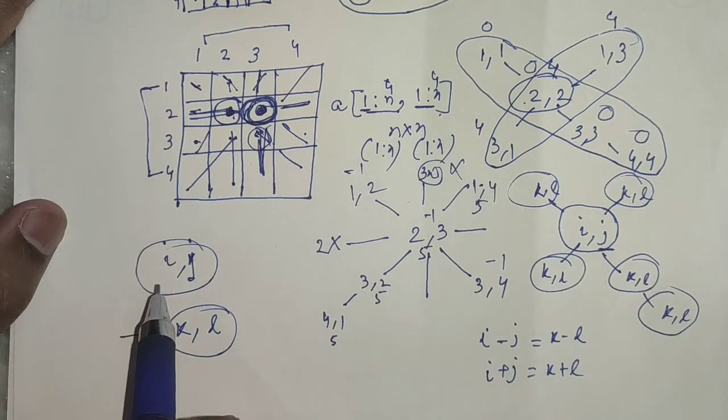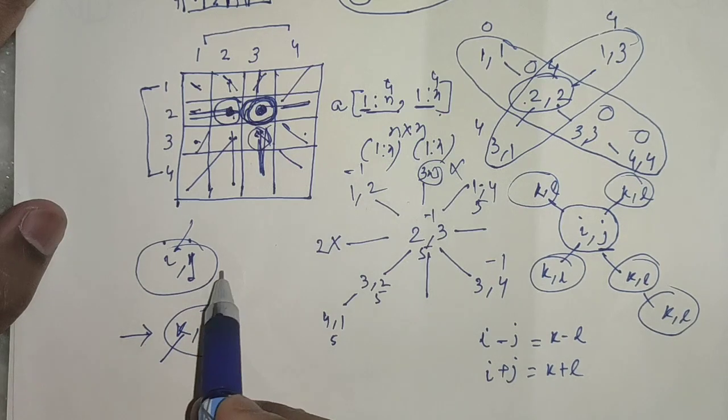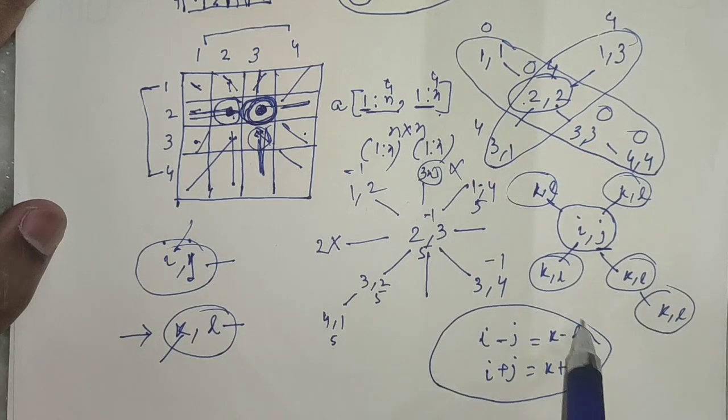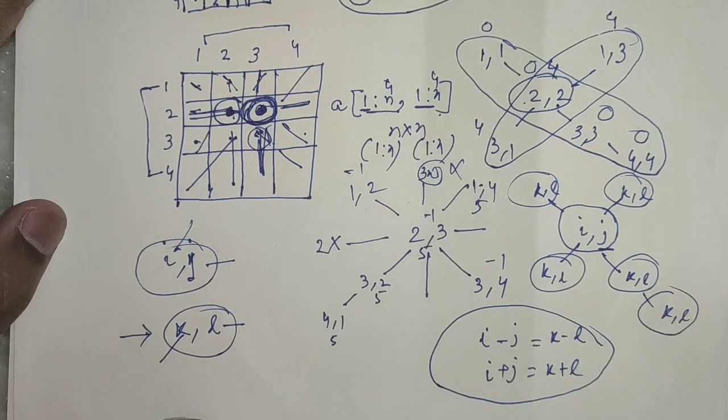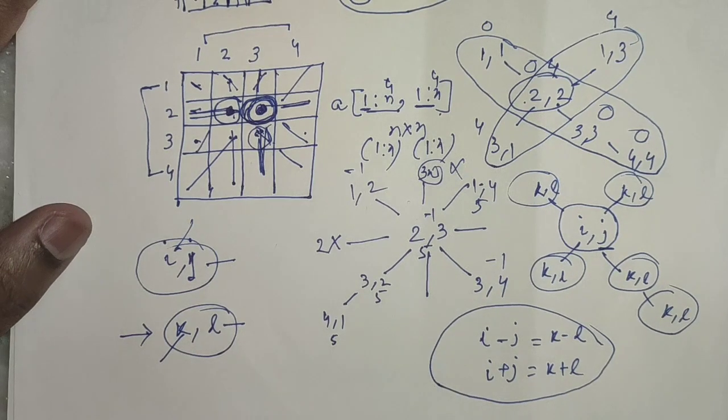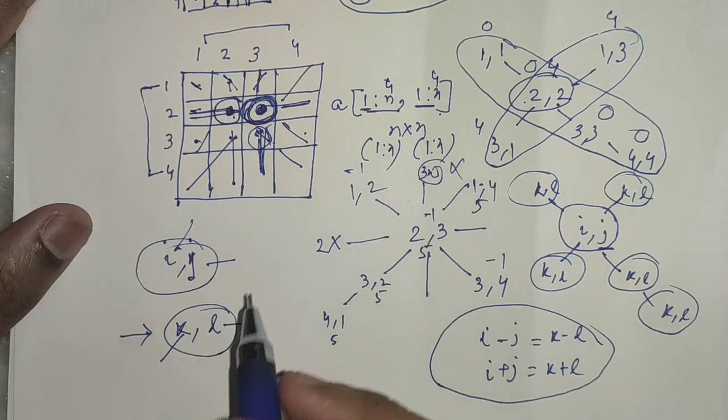To judge row conflict: if I and k are the same, they have a row conflict. If J and L are the same, they have a column conflict. For diagonal conflict, if any one of these two relationships is true, they have a diagonal conflict. So in this way you can judge whether two queens have a conflict or not.